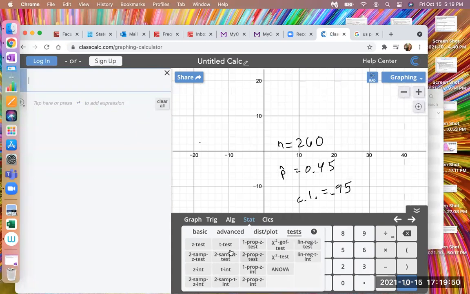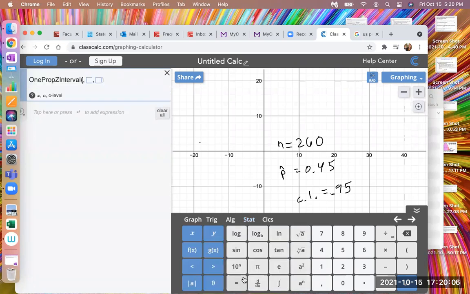And then I'm going to go, instead of T interval, which we did when we were finding a confidence interval about a mean, now that we're talking about proportion, we're going to do one prop Z interval, which is right next to it. And then it tells us what we actually need to input here. It's a little bit different than the information that we have, so we have to pay attention here.